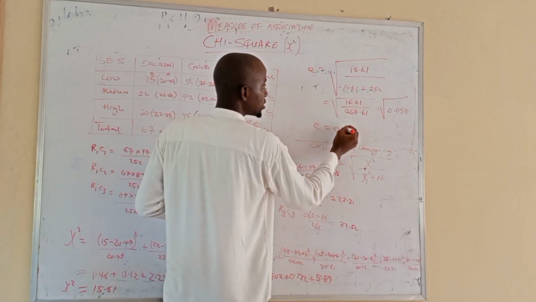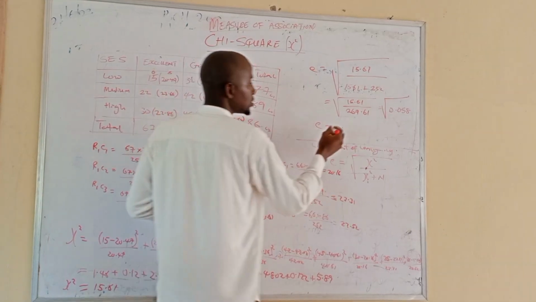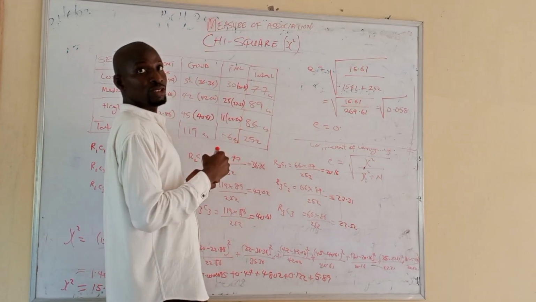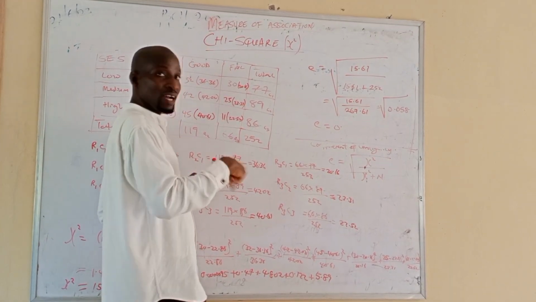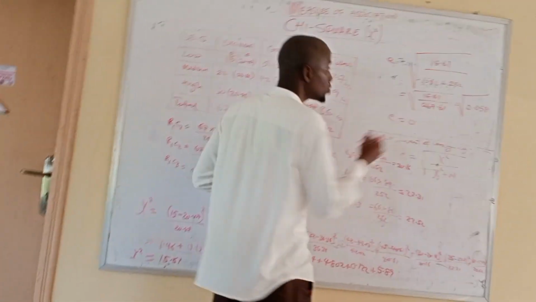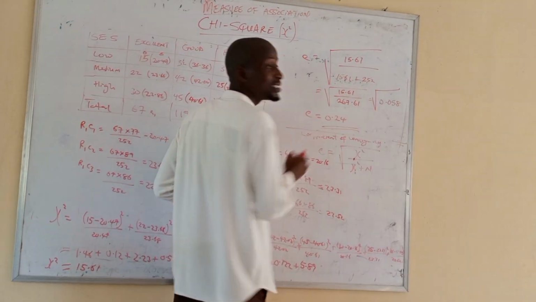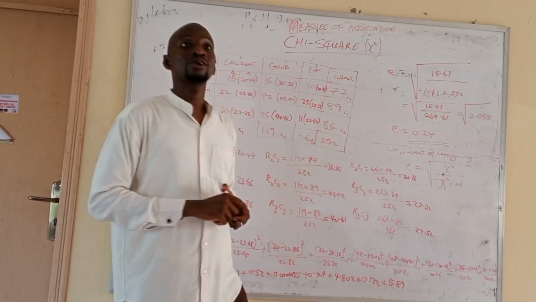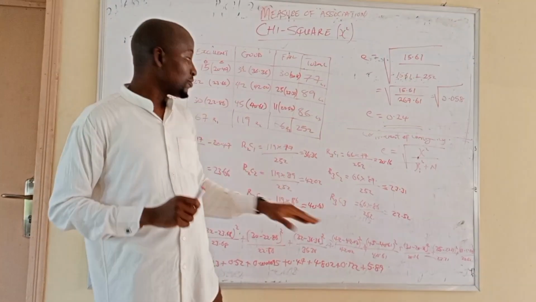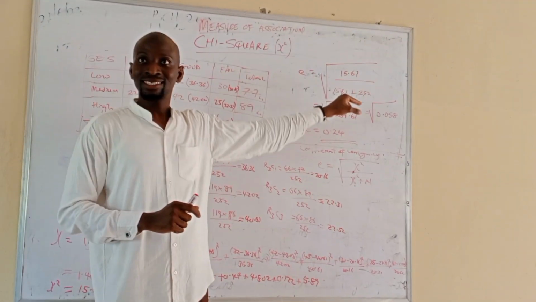No, it's not square, it's square root. Square root of 0.058. It will give you 0 point what? 0.24. This is your coefficient of contingency. So if the person is concerned about computing the coefficient of contingency, it implies that you have to first of all get the chi-square value before you compute the coefficient of contingency.